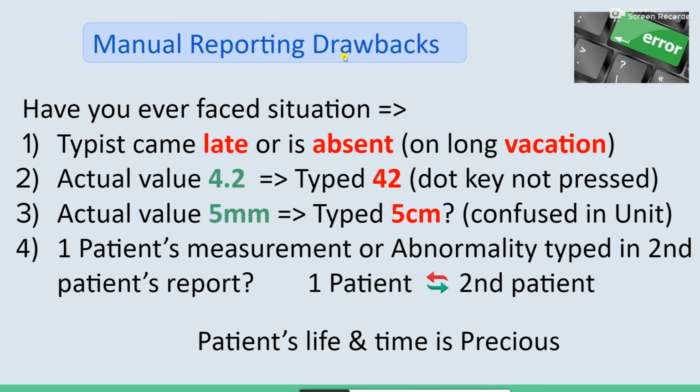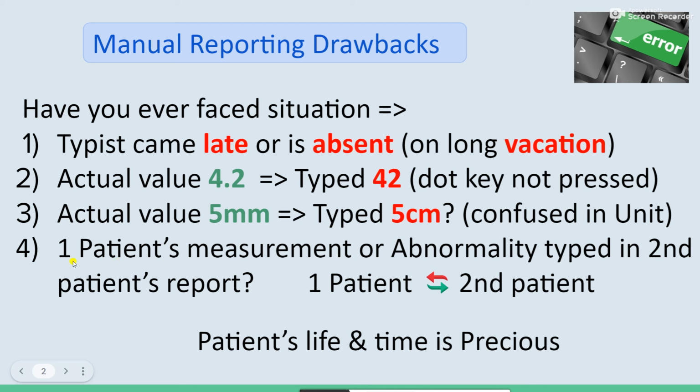let us see the drawbacks of manual reporting. Sometimes typists may come late or they are absent, or even if they have come, there can still be typing errors. For example, if a measurement is 4.2 and they forget to type the dot, it will become 42. And sometimes they get confused in the unit. Let us say there was a 5 mm kidney stone, and in place of mm they type centimeter, it will be wrong.